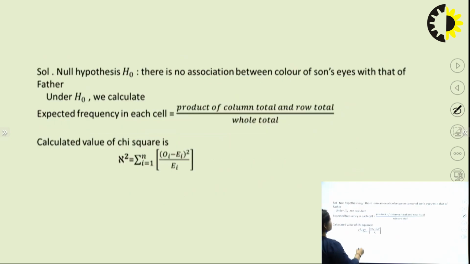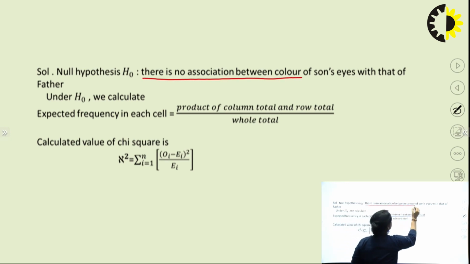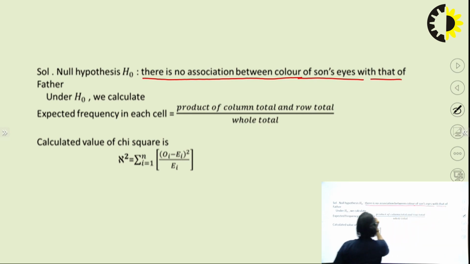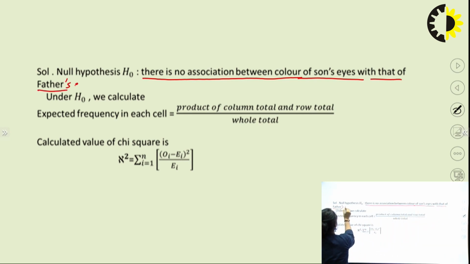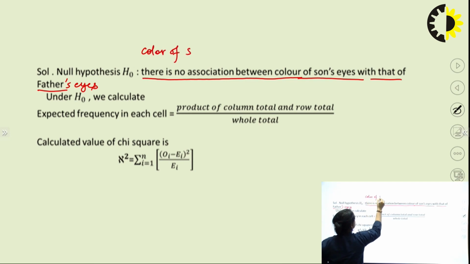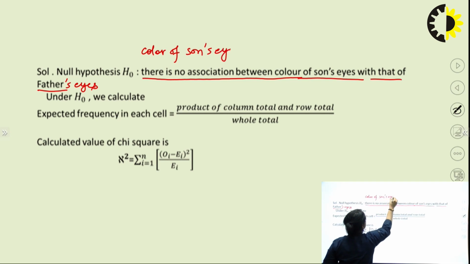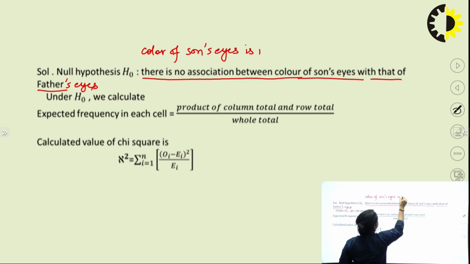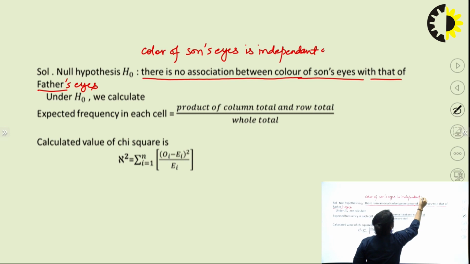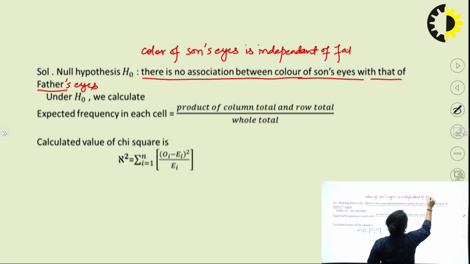So let us consider first of all the null hypothesis. Obviously we will consider that there is no association between color of son's eye with that of father's eye. So that means the color of son's eye is independent of the color of father's eye.